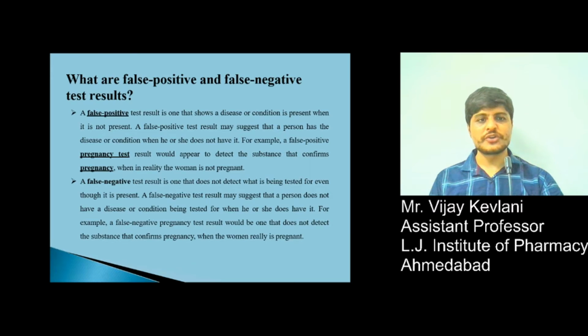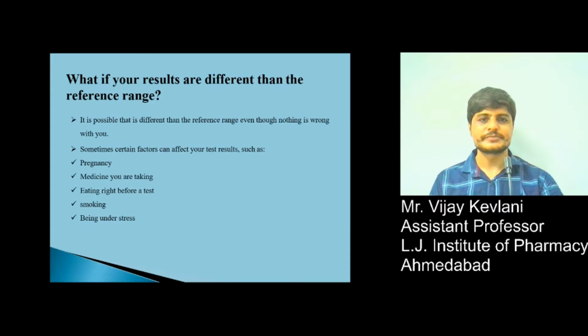What are false positive and false negative test results? A false positive result means the substance for which the test is done is absent, still the test is showing present. Like a virus in your body is absent, but still, according to the test result, it is present. It is known as false positive. On the other side, false negative means the substance for which the test is done is present and still the results are showing it as absent. That is known as a false negative test.